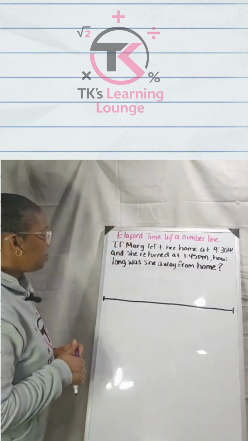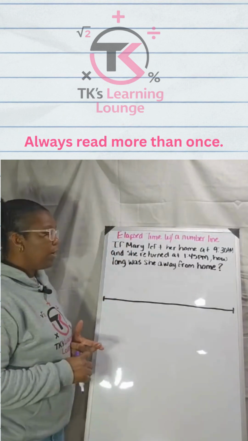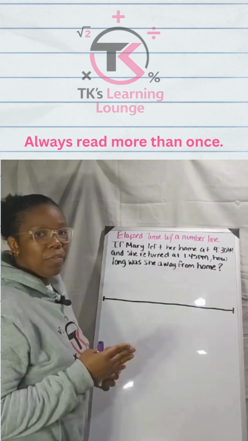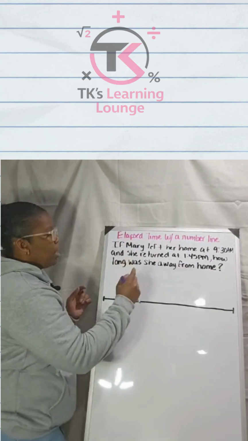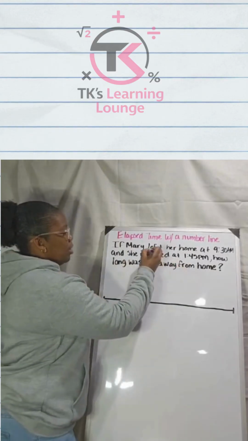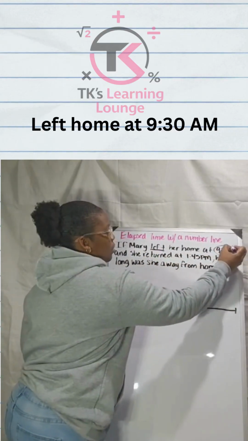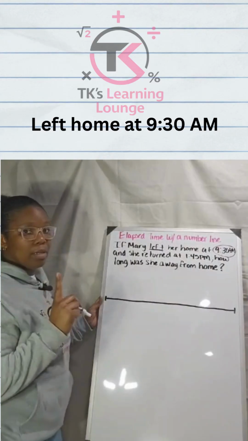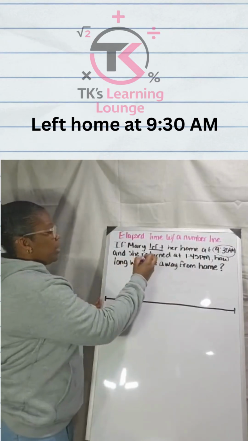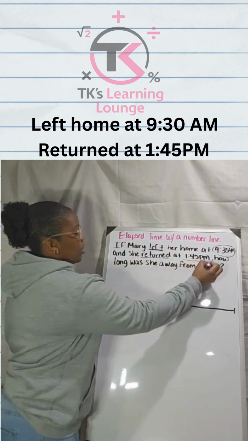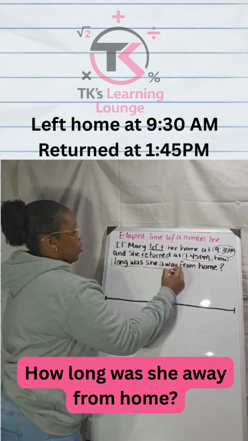So I'm going to read it again. If Mary left her home at 9:30 and she returned at 1:45 p.m., how long was she away from home? So I know that I have some important times here, so I'm going to go back and underline the time that she left. So she left at, and I'm going to circle, 9:30 a.m. So that is an important part of what we need to know in order to solve. She returned at 1:45 p.m. How long was she away from home?